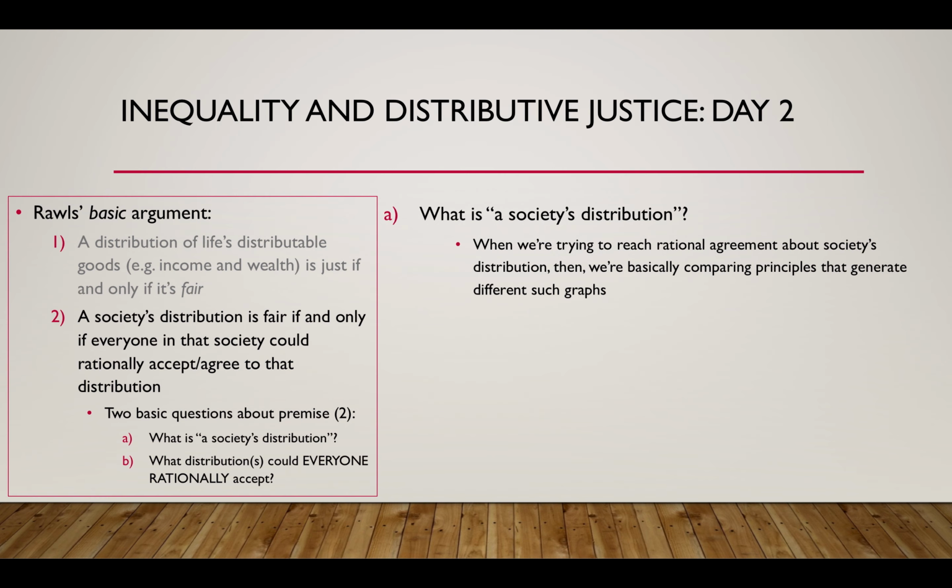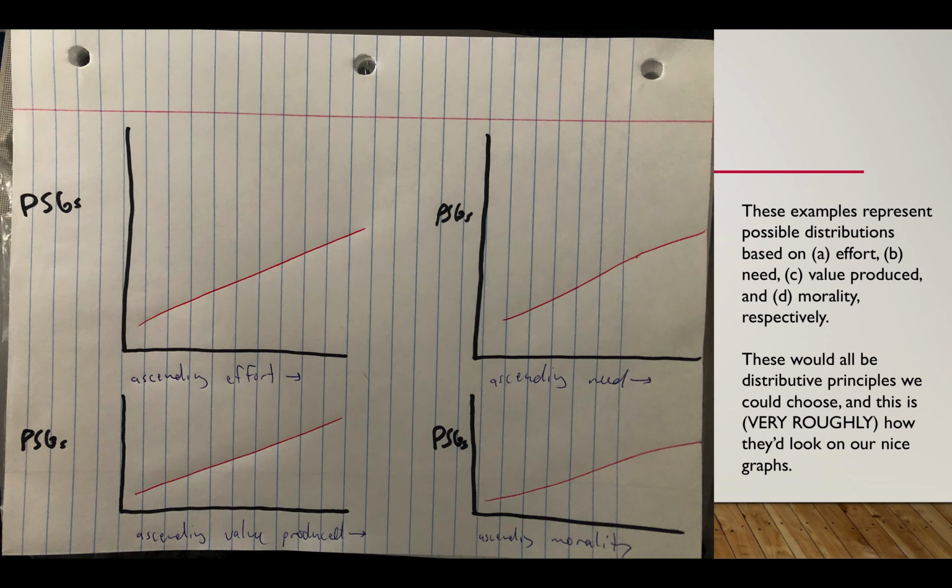Graphs like we just looked at. So to give you a fuller idea about how this works, consider the following four examples. Again, on the y-axis for these four graphs, you have primary social goods, here abbreviated with PSGs. And on the x-axis, you have people arranged in different ways.